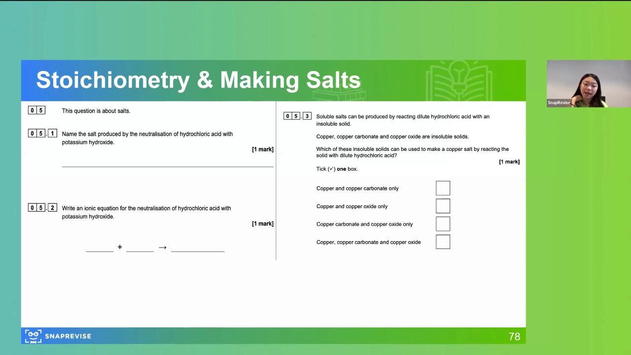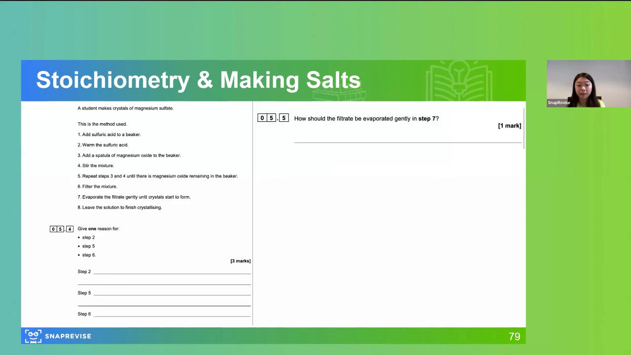Second question, write an ionic equation for the neutralization of hydrochloric acid with potassium hydroxide. And I already emphasized this so much earlier. The ionic equation for neutralization will always, always, always be H plus OH minus gives you H2O. There's nothing around it. So those are the kind of questions I wanted to look at.